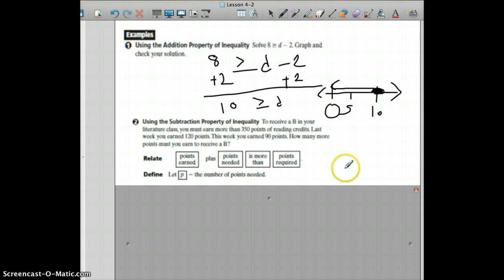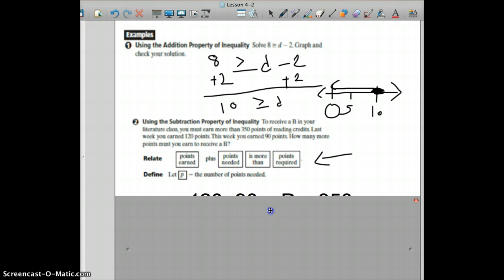Let's look at another inequality where we're using the subtraction property. To receive a B in your literature class, you must earn more than 350 points. Last week you earned 120. This week you only earned 90. So how many more points must you earn to receive a B? Here we are writing an inequality. I know you guys have some trouble with this, so follow along. The points earned plus the points we need, which we're going to use P for, is going to be more than the points we need.